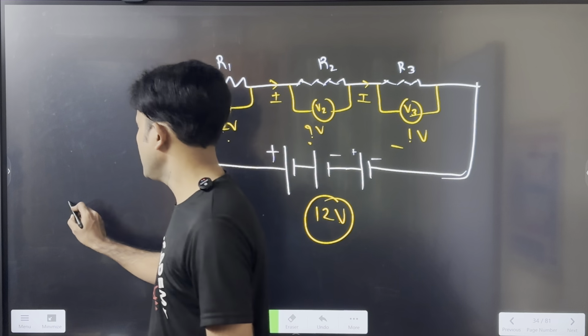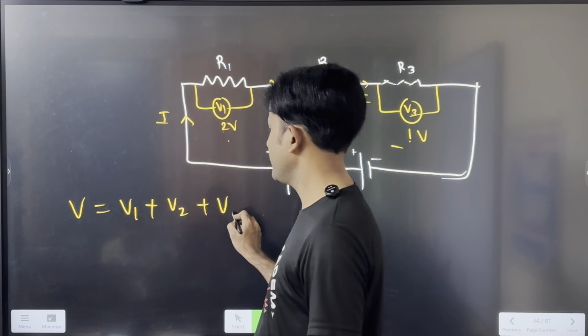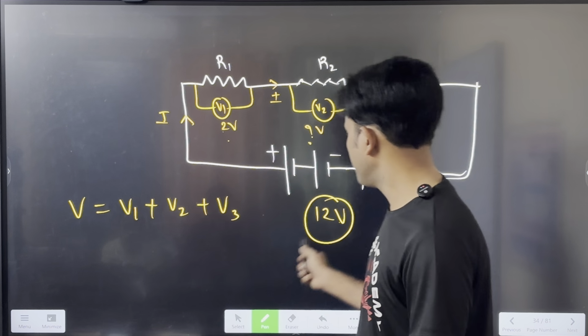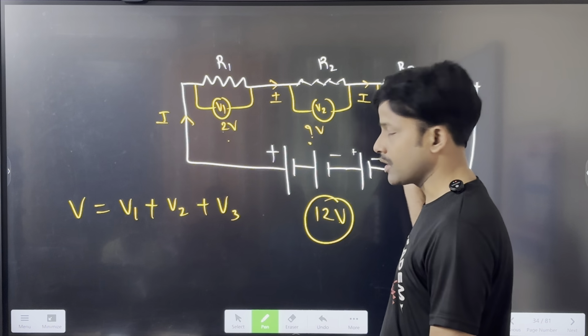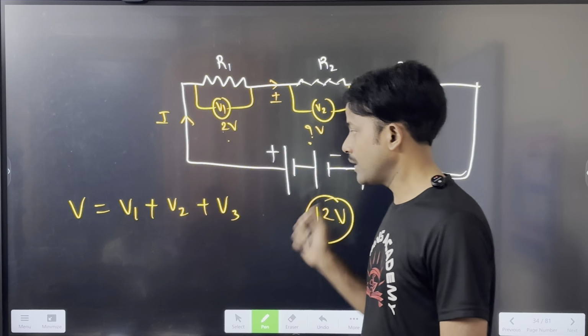Means here V is equal to V1 plus V2 plus V3. When you combine all the voltage drops, it is equal to the battery voltage, the 12 volt battery voltage.